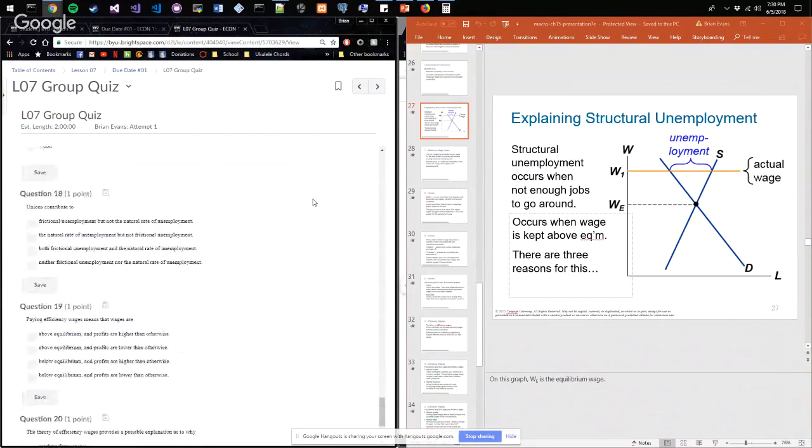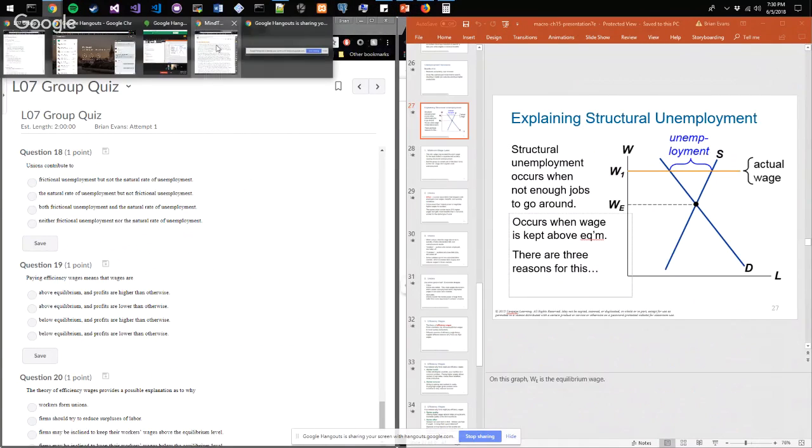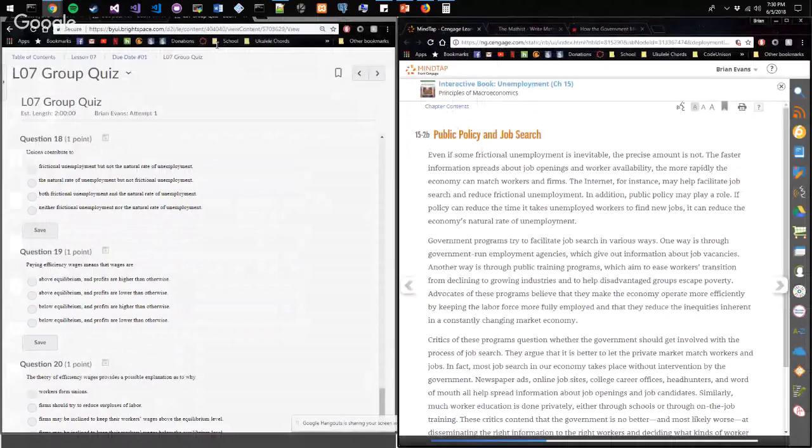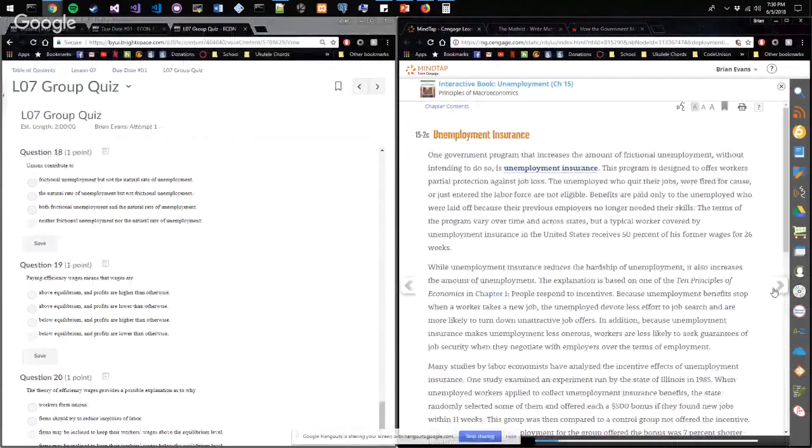Okay, so question 18, unions contribute to frictional and natural... one. Unions. Wage, unions.